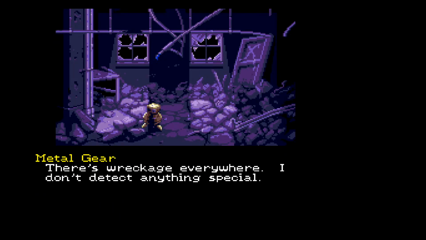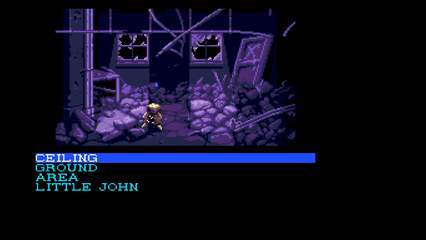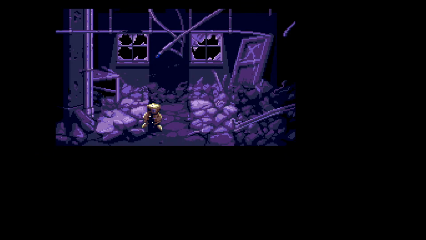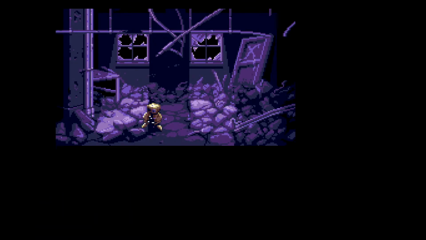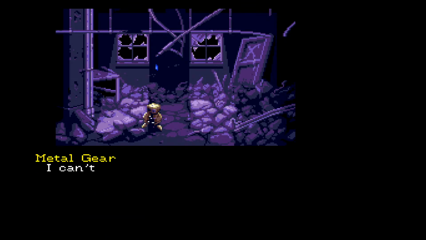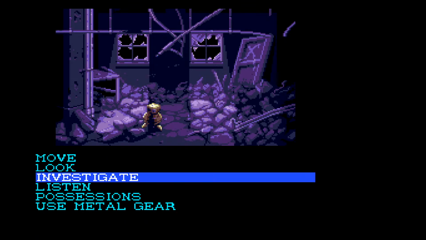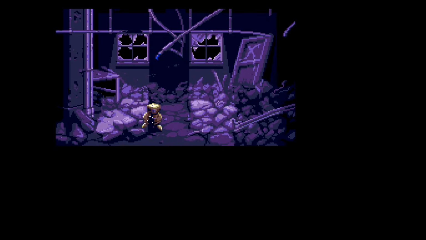Okay, area, there's wreckage everywhere, I don't detect anything special. Nothing unusual except Little John. The ceiling's been damaged, some of the wiring is sticking out. Nothing that would help the investigation. Water's dripping from the sprinkler, those drops really echo in here. Listen. No sound except the water drops and Little John's shorting out. Okay. We've already looked and investigated everything, so let's go ahead and retreat again.